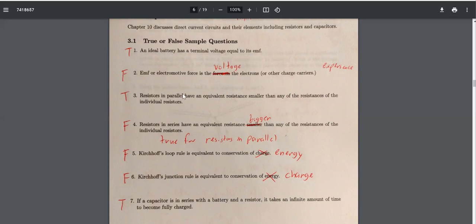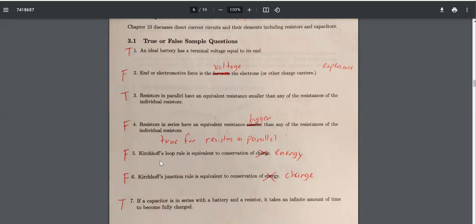All right, resistors in parallel have an equivalent resistance smaller than any of the resistances of the individual resistors. This is true. It works exactly the opposite of the way that capacitors do. So resistors in parallel, the equivalent resistance is smaller than any of the individual resistances. And for resistors in series, the equivalent resistance is larger than any of the individual ones.